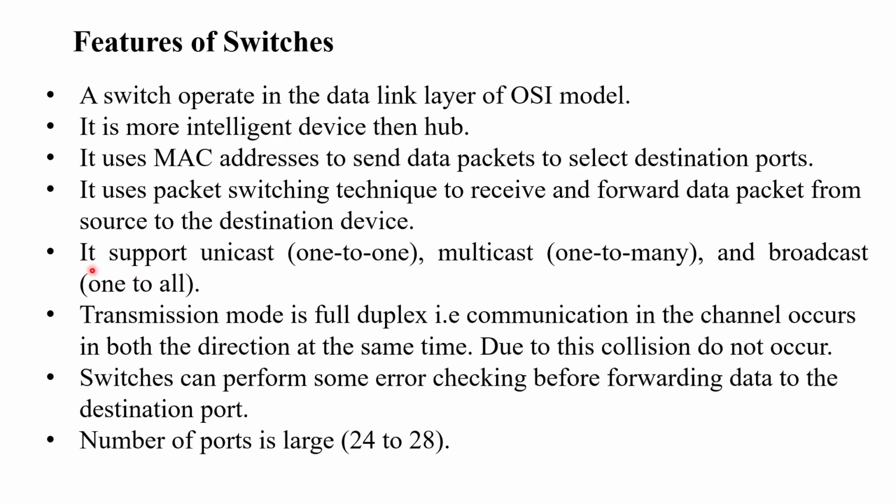Next feature of switch is, it supports unicast, multicast and broadcast transmission. Unicast means one-to-one, multicast means one-to-many and broadcast means one-to-all. Next, switch supports full duplex transmission mode. Full duplex transmission mode is just like a telephone conversation. It means communication in the channel occurs in both directions at the same time. Due to this, collision does not occur. Telephone communication is an example of full duplex, whereas walkie-talkies are an example of half duplex, where communication occurs in only one direction at a time.